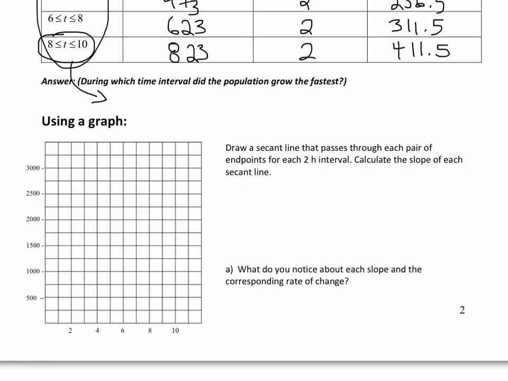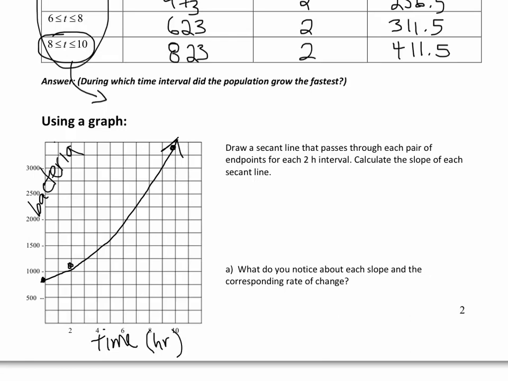Using a graph, we could graph this data. Starting here, we've got about 850, 2 hours, a little over 1,000. So I'm not going to do all of them here. We're quite high at 10 hours. You should get a nice curve in here. This would be time. This would be number of bacteria. Make sure you label your axes with units.